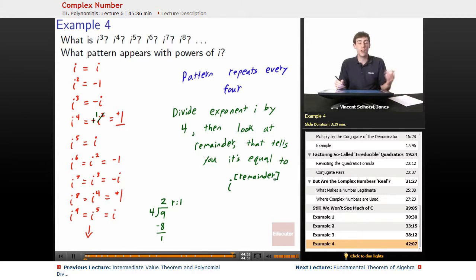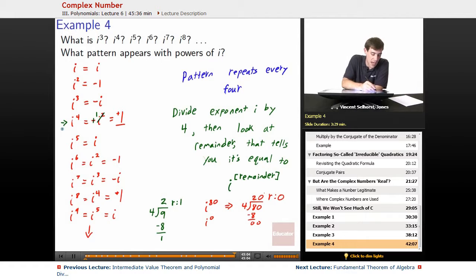So for example, if we wanted to figure out what i to the 80th is, which is divisible by 4, right? So we can see, oh, that's just i to the 4 times 4 times 4 times 4. To figure out i to the 80th, we divide by 4. How many times does that go into 80? 4 goes into 8 twice. So that gets us 8 minus 8 is 0, bring down the 0, 0. We get 20, and our remainder is 0. So that would be the equivalent of i to the 0th, which is just the same thing as i to the 4th, which is +1.